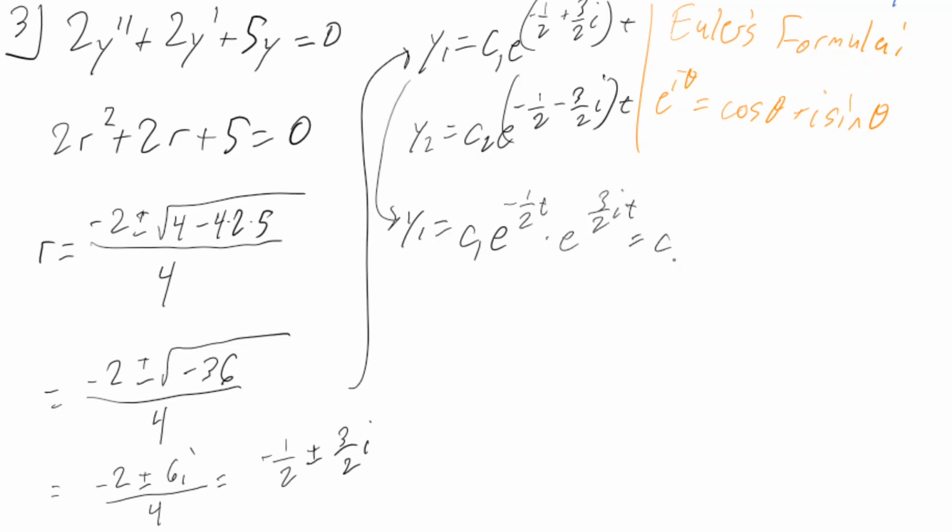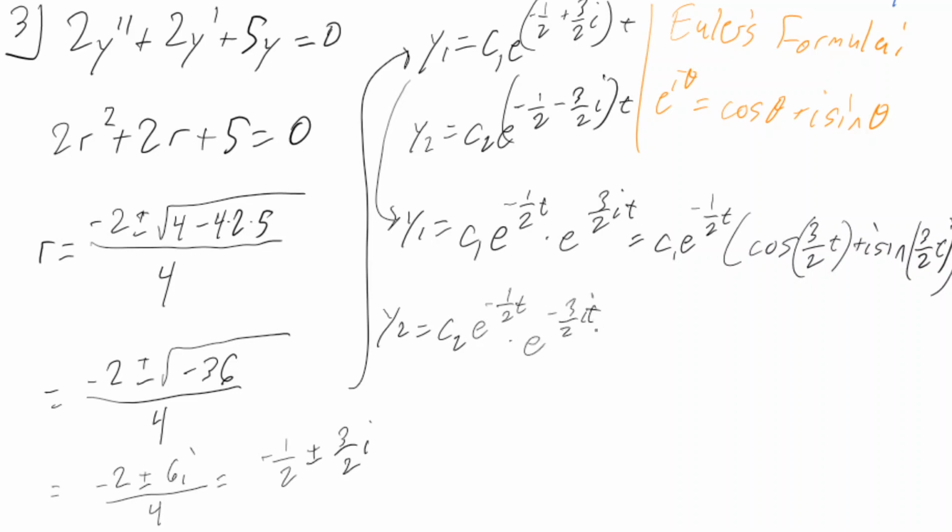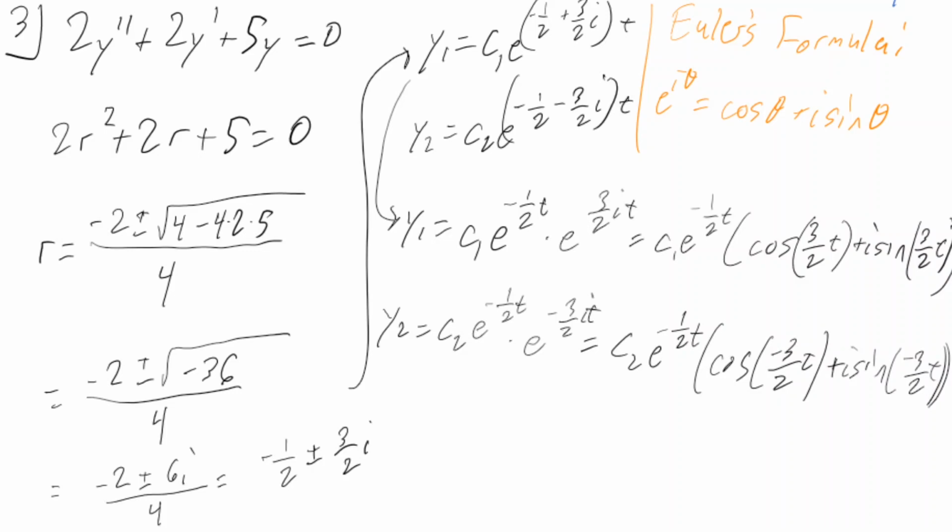So we get y1 equals c1 e to the negative 1/2 t times cosine of 3/2 t plus i sine 3/2 t. And then y2 is similar. It's c2 e to the negative 1/2 t times cosine of negative 3/2 t plus i sine of negative 3/2 t. But if you think about how cosine and sine behave, cosine is an even function, so cosine of negative something is equal to cosine of that something. So cosine of negative 3/2 t is really cosine of 3/2 t. And sine is odd, so sine of negative 3/2 t is negative sine of 3/2 t. So these are our y1 and y2.